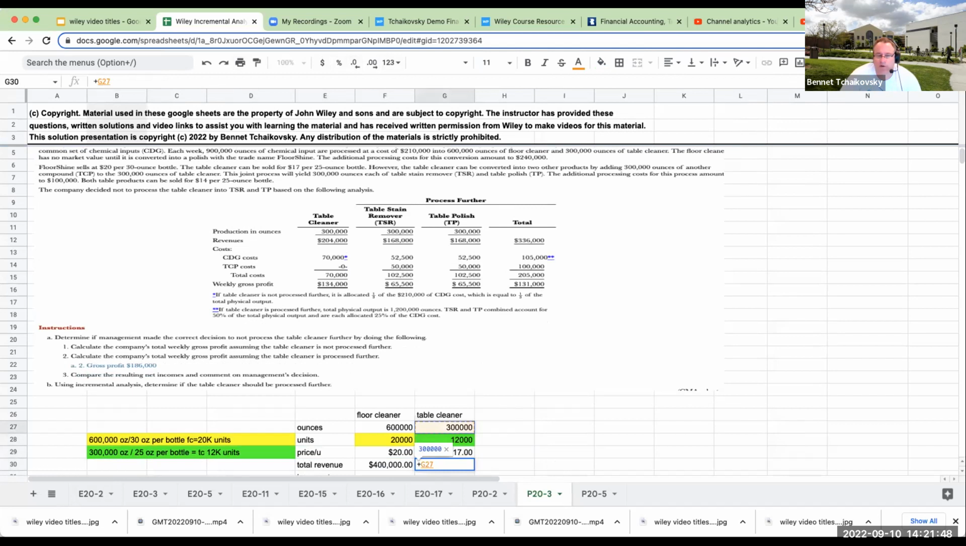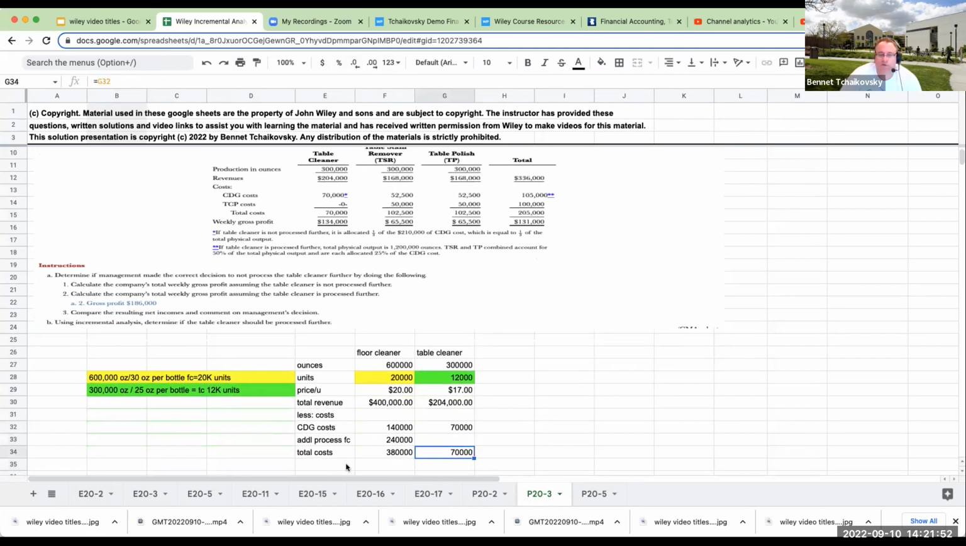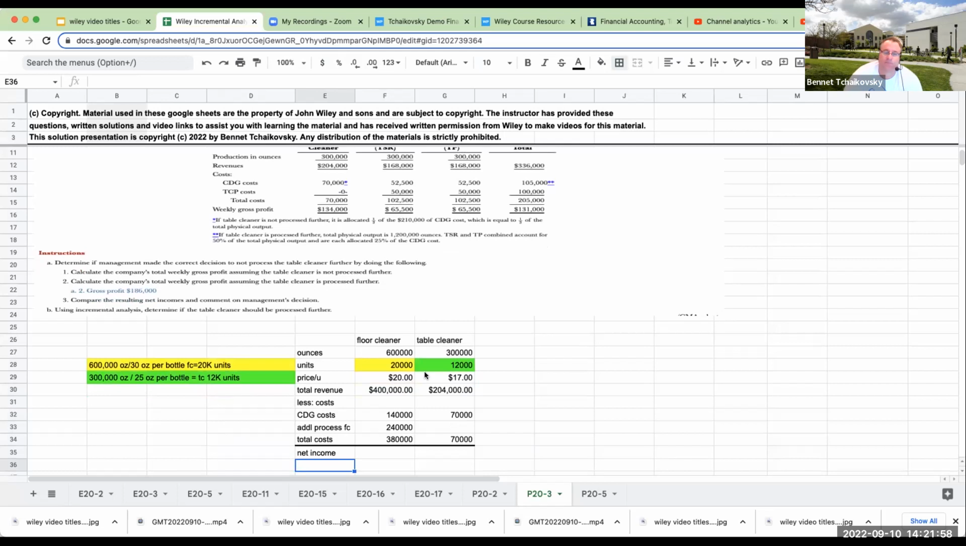So right over here, I've got 12,000 times 17 is 204. So when I look at this in terms of my total profit or my net income, and we'll call this "do not process further." So I'm making a total of 900,000 ounces in terms of my units. So I don't have to worry about that.